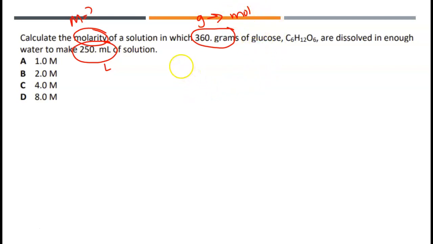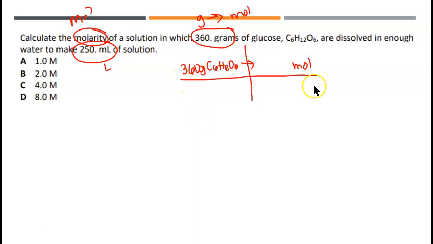I'm going to convert that 360 grams of C6H12O6 to moles. How do I do that? I set up my train track. Grams goes down here. I know that 1 mole is equal to the molar mass of sugar. So you need to look at your periodic table. You need to look for carbon, hydrogen, and oxygen. We're going to get the molar mass of each one.